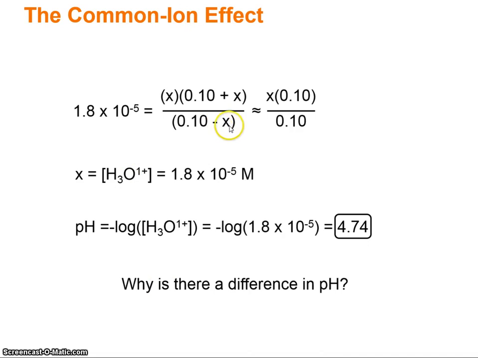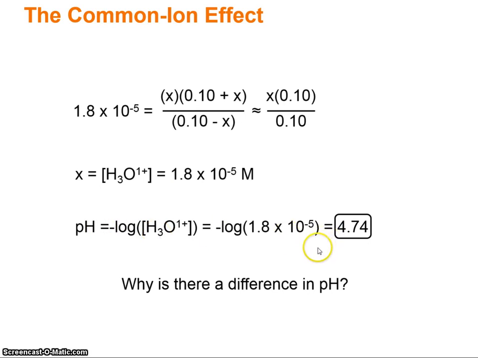X is going to be small because our initial concentration is large compared to the K value. So I end up with X times 0.1, base concentration over my acid concentration. Solve for X, 1.8 times 10 to the minus 5 molar. I get my pH, which is the minus log of that, and my pH is 4.74.